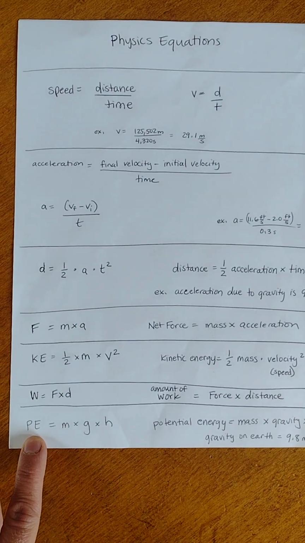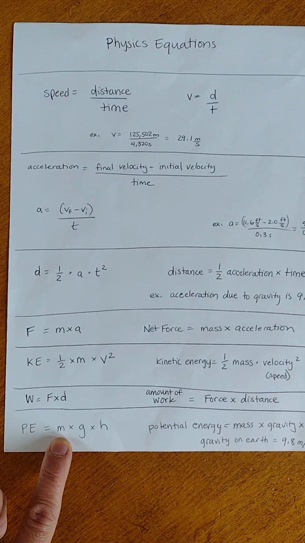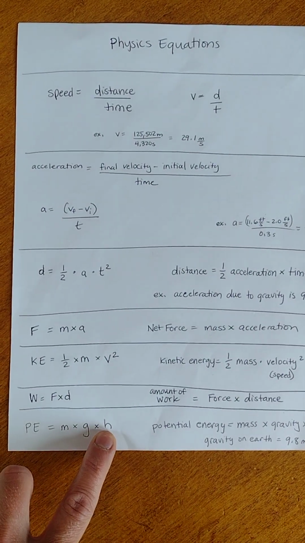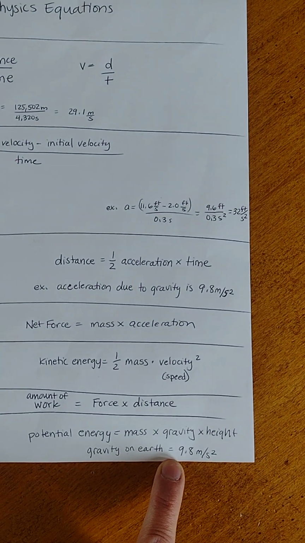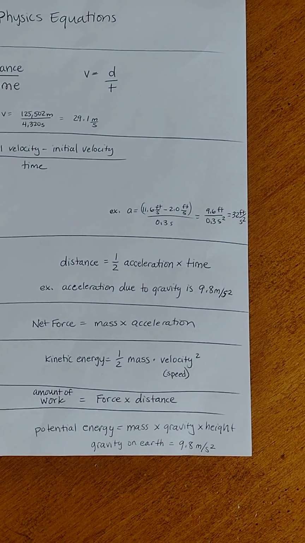And this one is potential energy. So you have mass times gravity times height. The gravity is the gravity on Earth. That's 9.8 meters per second squared.